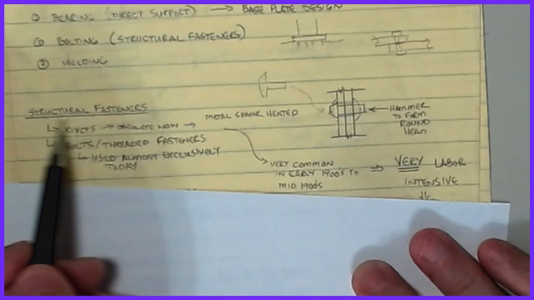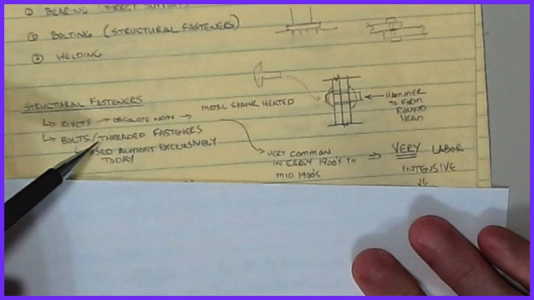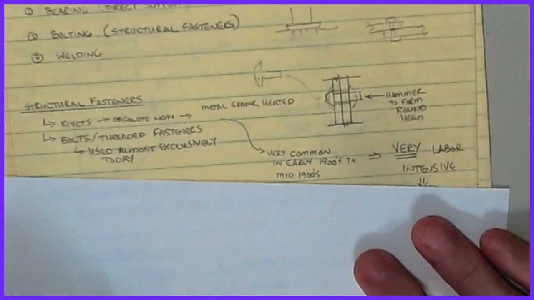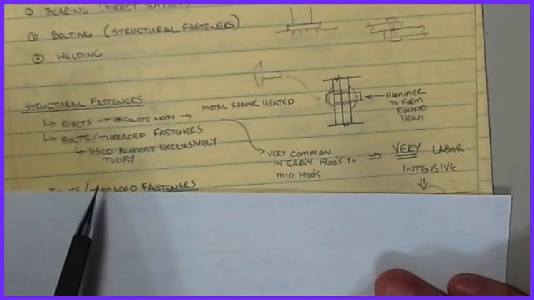Okay, the one we're going to focus on then is bolts, or more specifically threaded fasteners. These are our typical bolt and nut type of assembly. It's almost exclusively what's done. They're very easy to install. You can have one person doing it. They're a lot safer. There's not as much danger.